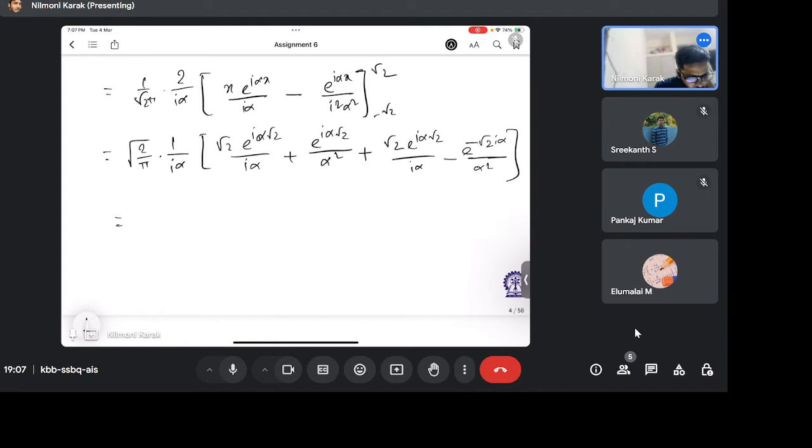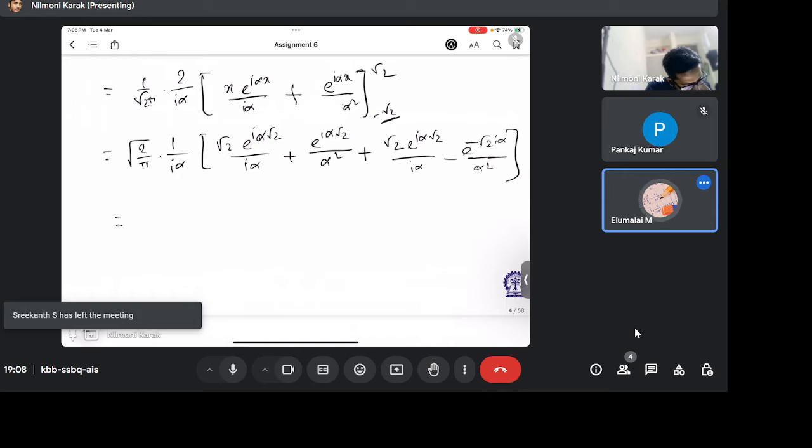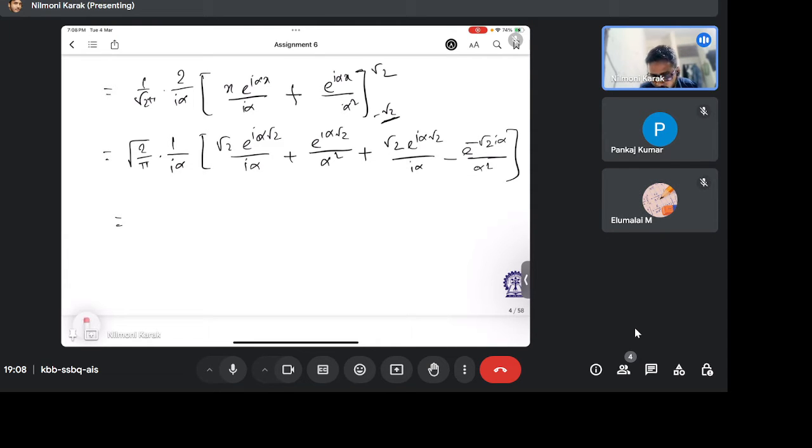No, minus root 2 i alpha, right? So you are putting this lower limit here. Already this is plus, so instead of this you can write the exponential power. Minus is missing, e to the... in the third term. Yes, you are right. Minus root 2 i alpha, for the third term, not the fourth term. Okay, thank you.